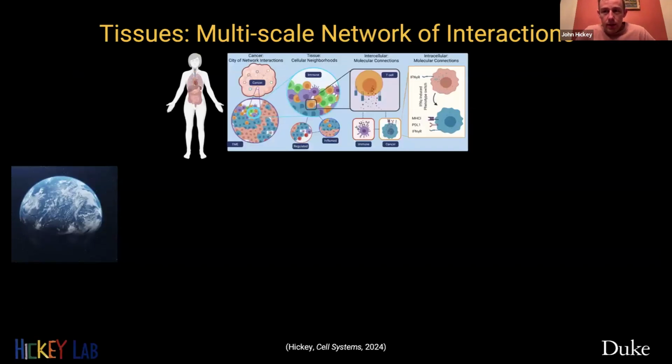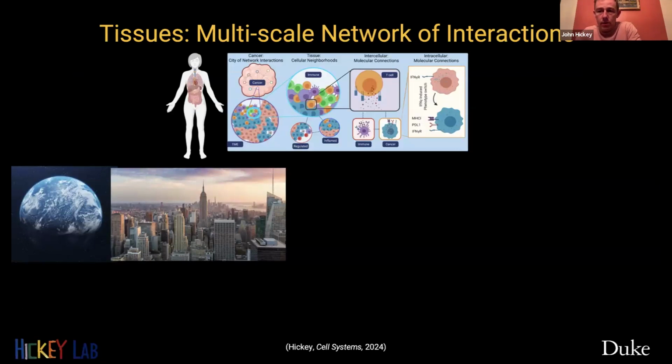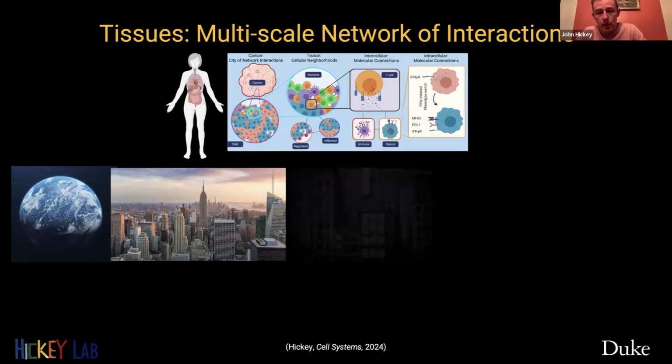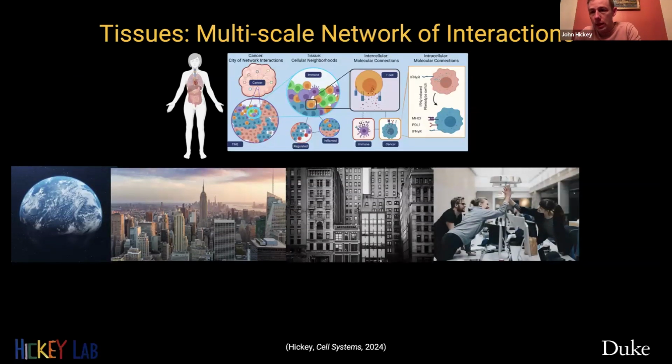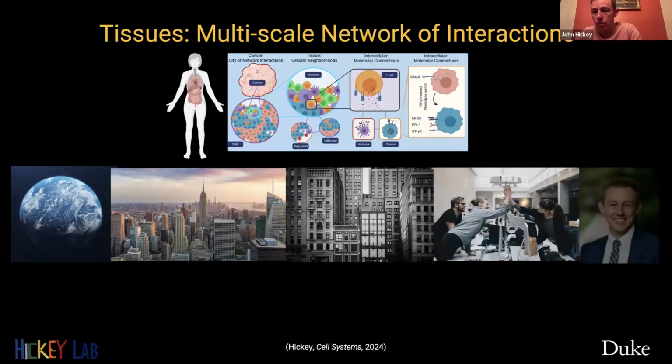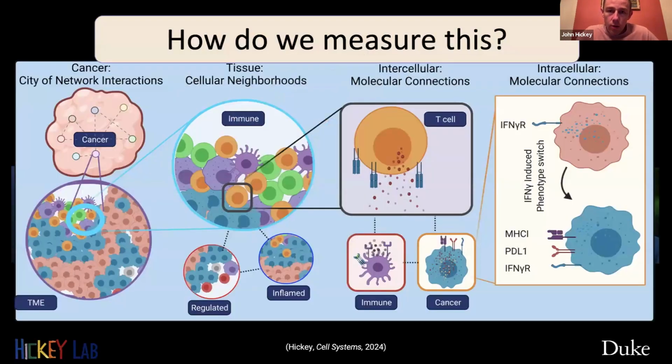I think of this kind of in a geographical sense. If we think about our bodies being analogous to the Earth, we can see these different scales happening as well. We can go to a city, we can go to individual neighborhoods, we can go to individual teams, interactions of people, and then we can go to the individual. And that's a kind of similar analogy to cell neighborhoods that I see. So, how do we measure this now?